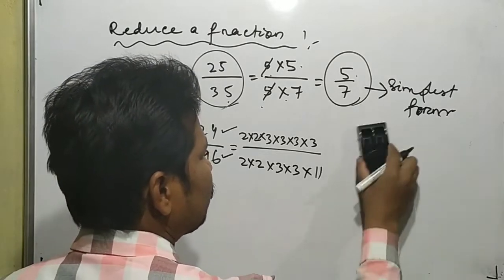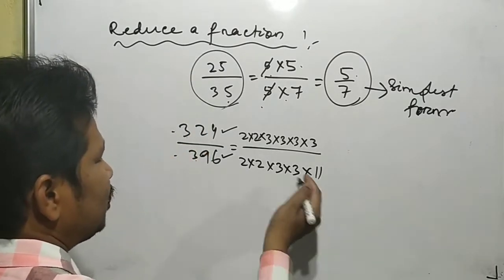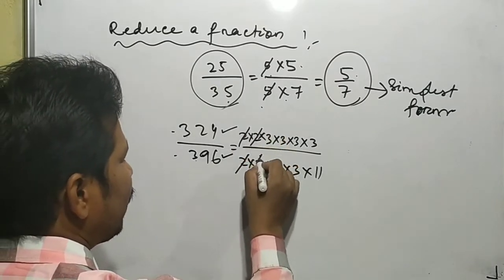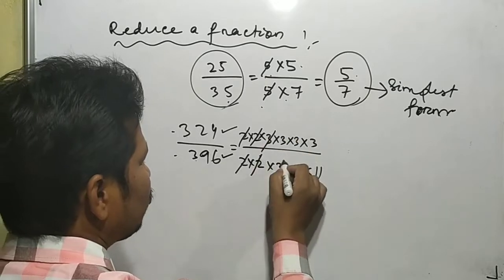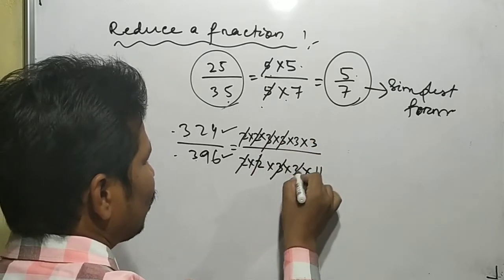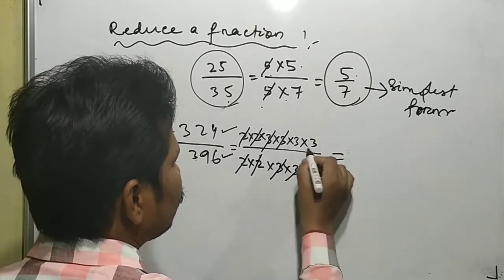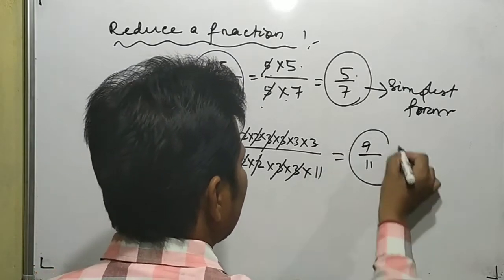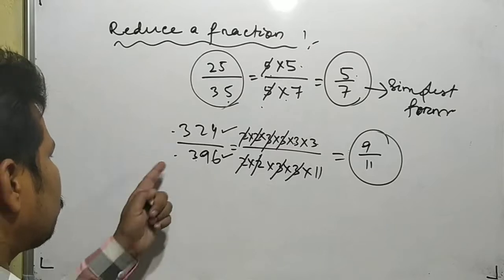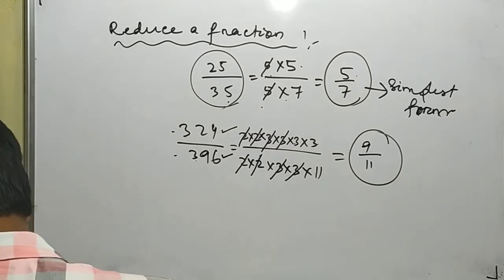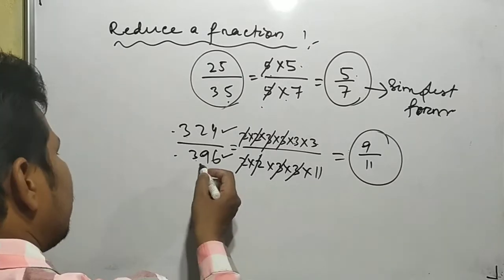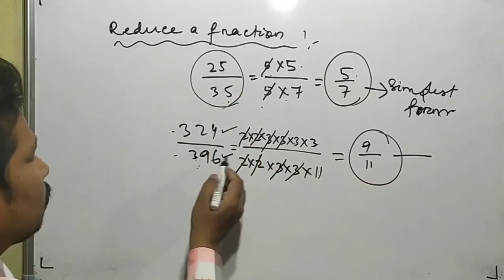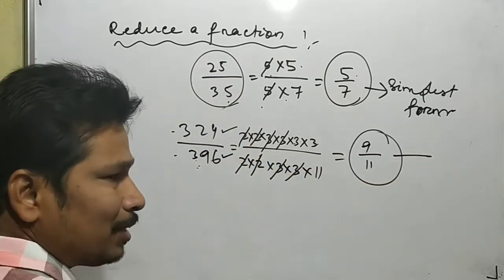After completing the factorization, here we can see that 2 can be cancelled, again 2 and again 2 can be cancelled, again 3 and 3 can be cancelled. Last, 3 into 3, 9, divided by 11. This is the simplest form of 324 by 396. This is the one method.